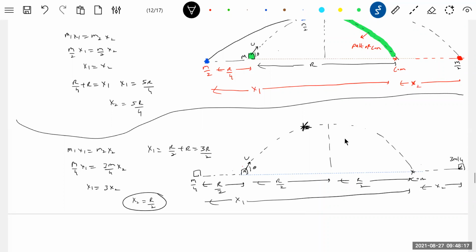So the heavier mass will always be near to the center of mass. Suppose it was green color, no? The heavier mass will be near to the center of mass. See, if you know the position of one of the fragments, we can predict where the other fragment is. If you know the heavier fragment, you can tell where the lighter fragment is.